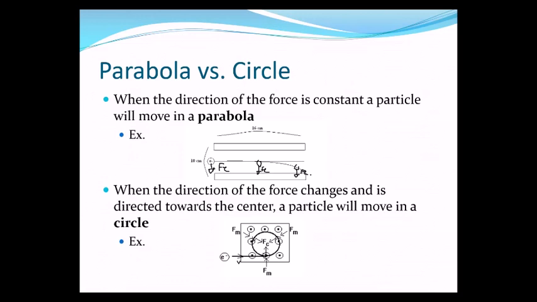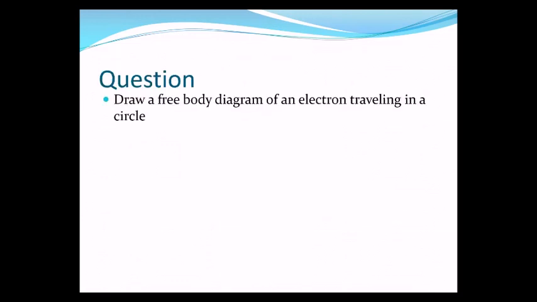For something to move in a circle, like the last example, as the particle changes its direction, the direction of the force also changes, and that direction of the force is always towards the center of the circle, right? So it's always changing and always moving towards the center of the circle. So draw a free body diagram of an electron traveling in a circle. Well, I can do that as it's traveling in a circle. There's always going to be these forces at each position that go towards the center, and all of these are magnetic forces. That's what makes it move in a circle.